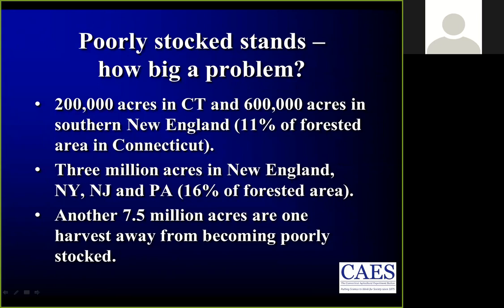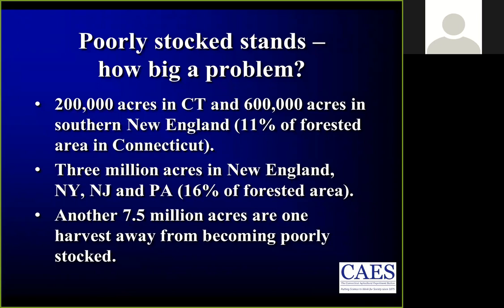It's kind of shocking when you look at how big a problem poorly stocked stands are across the landscape. Forest Inventory and Analysis, which is the unit of the Forest Service that tracks all sorts of forest statistics across the country, has reported that here in Connecticut, we have 200,000 acres of poorly stocked stands, so stands with less than 60% stocking. And in southern New England, 600,000 acres. But what's really amazing is that across New England, New York, New Jersey, and Pennsylvania, 16% of the forests, 3 million acres, are now poorly stocked.